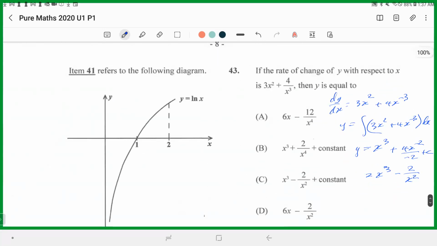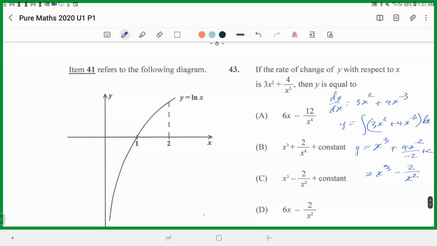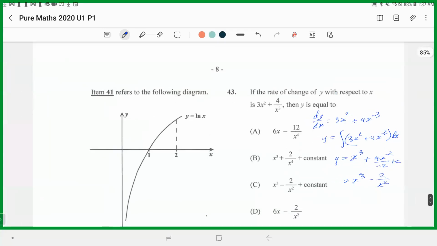Plus c. Just double checking, guys. When I differentiate these, I'm supposed to get back to the original, so sometimes I can double check that. Yep, all right. So the answer is x cubed minus 2 over x squared plus c.